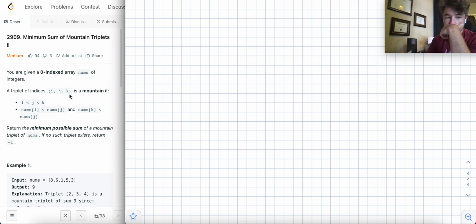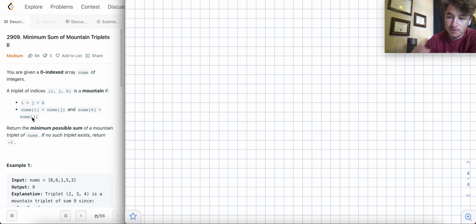A triplet of indices i, j, k is a mountain if i is less than j, less than k. So you choose an i somewhere, you choose a j somewhere later down the array, you choose a k. nums of i is less than nums of j, and nums of k is less than nums of j. So what does that really mean?